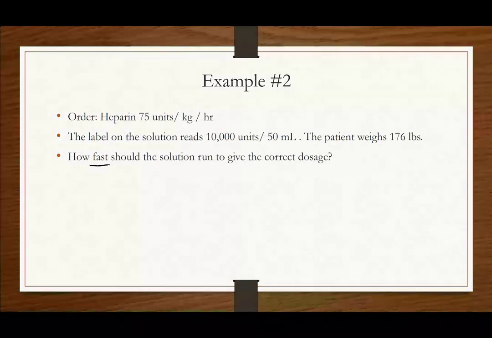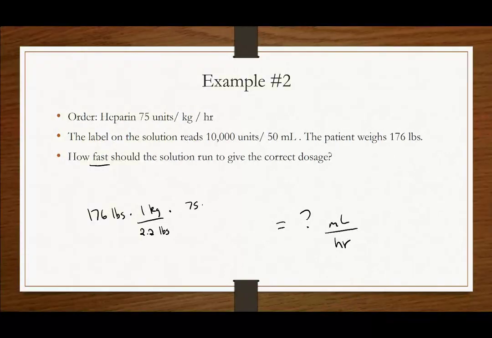In this case, we're asked for a target of milliliters per hour, so a rate. So we know that we have the patient weight that needs to be converted, so it's 176 pounds converted to kilograms. We'll also need to include 75 units. So our heparin order here, 75 units per kilogram hour.